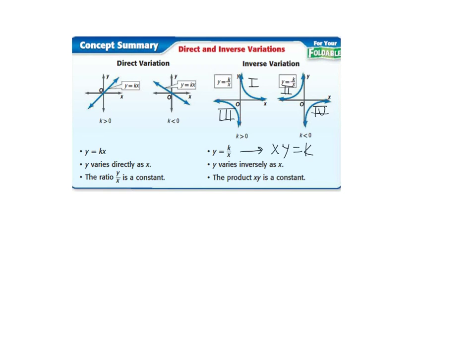So something to write down and make a note. When we practice graphing on the next couple slides, if k is greater than 0, again, my graphs are in the first and third quadrant. And if k is less than 0, my graphs are in the second and fourth quadrant. And we'll talk more about what these graphs are called and why there are two graphs for inverse variation.